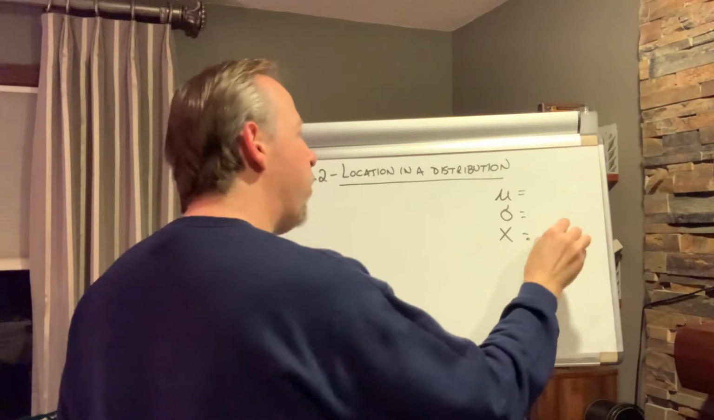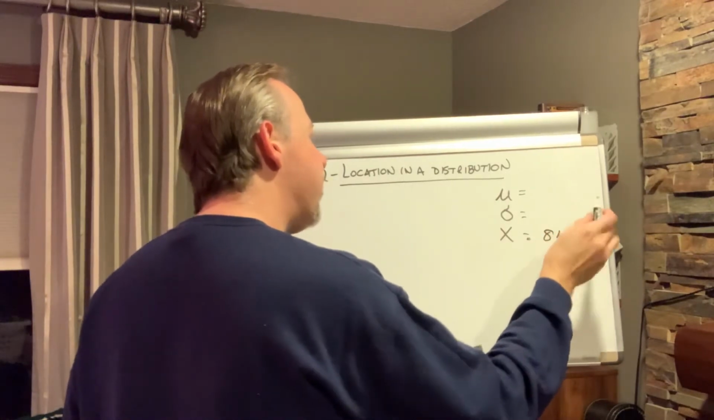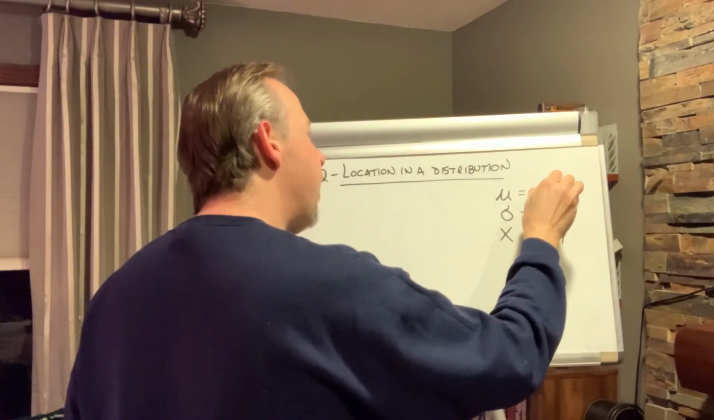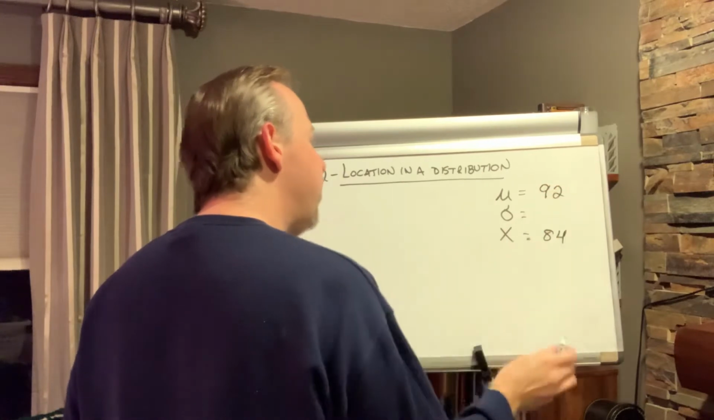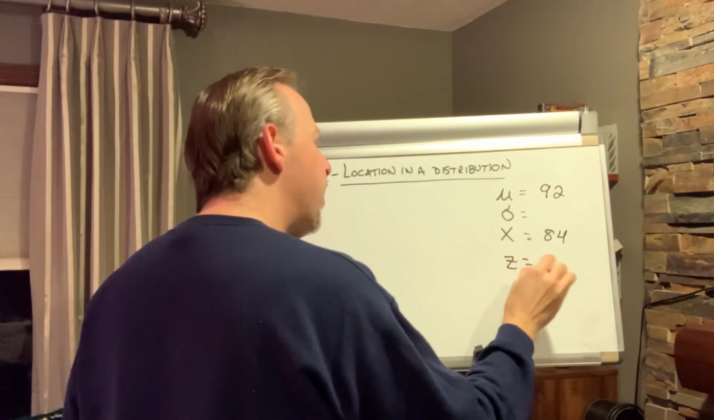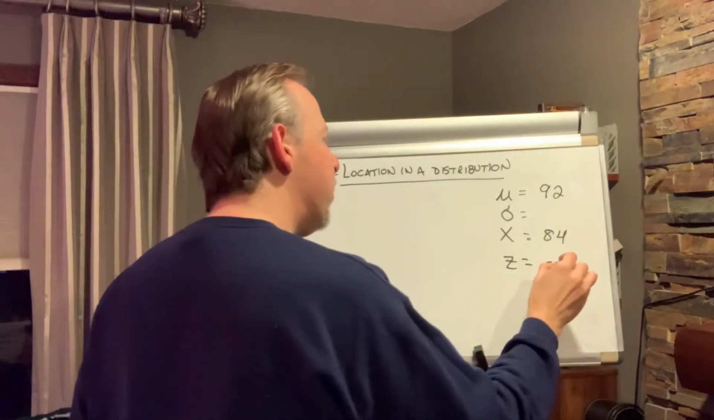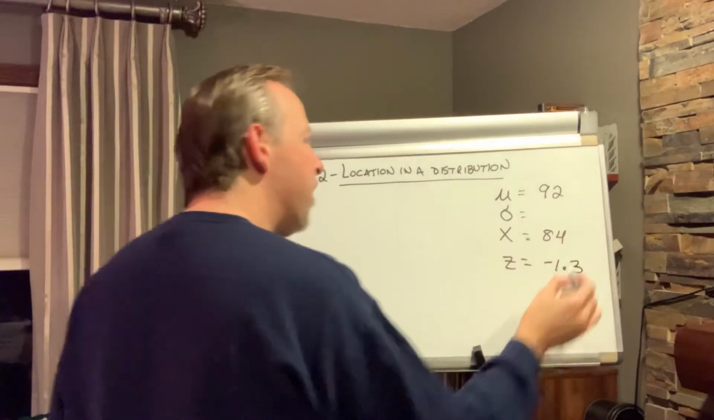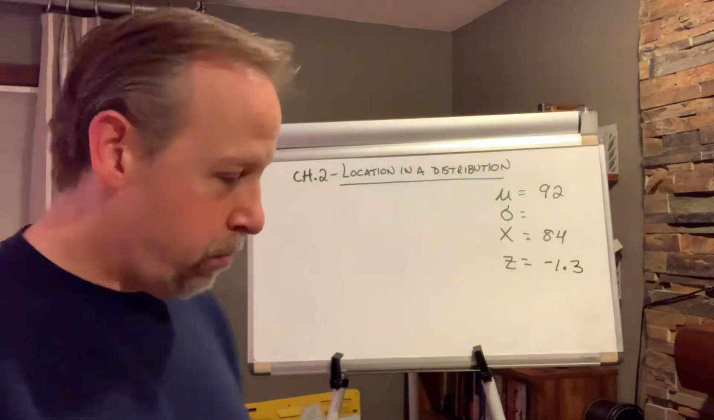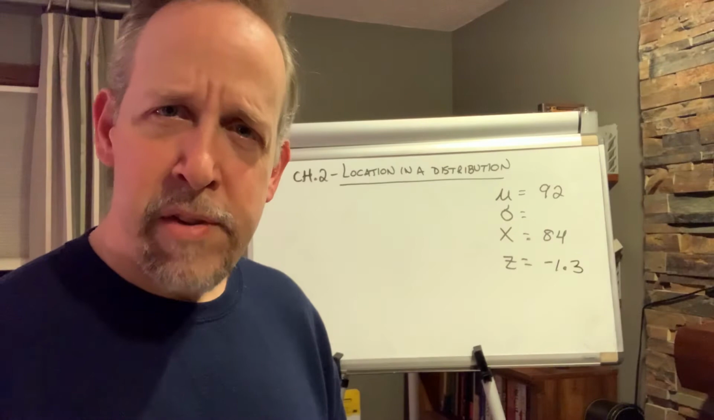My friend got a score of 84 on a test on which the average score was a 92. He's told that his z-score is negative 1.3. What was the standard deviation of this test?